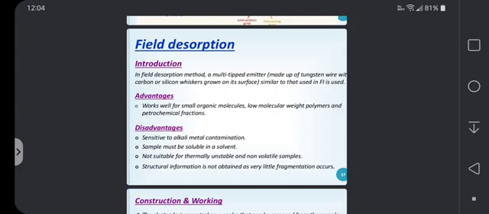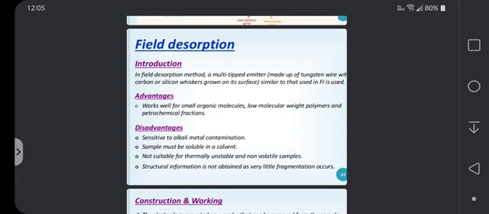Introduction to field desorption. In the field desorption method, a multi-tipped emitter made up of tungsten wire with a carbon or silicon whisker crown on its surface, similar to that used in FAB, is used. The advantage of this method is that it works well for small organic molecules, low molecular weight polymers, and petrochemical fractions.